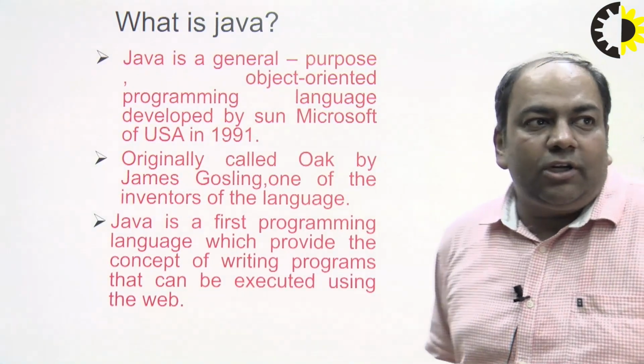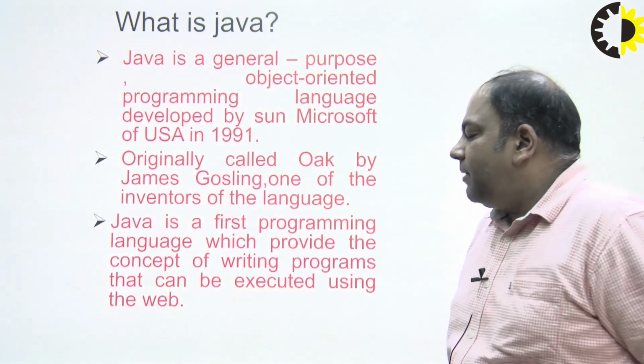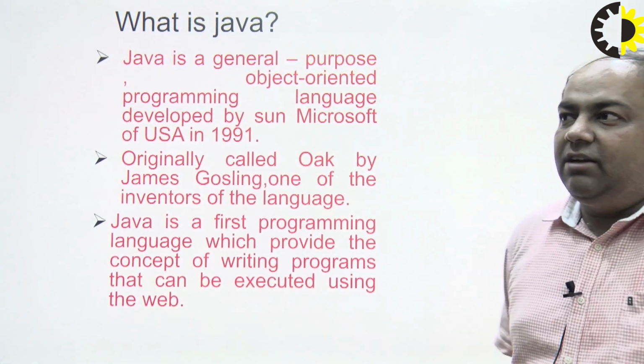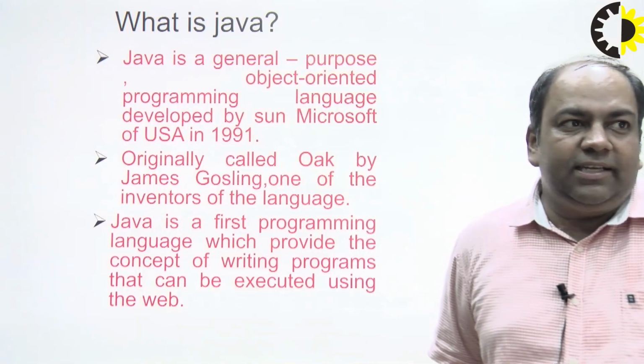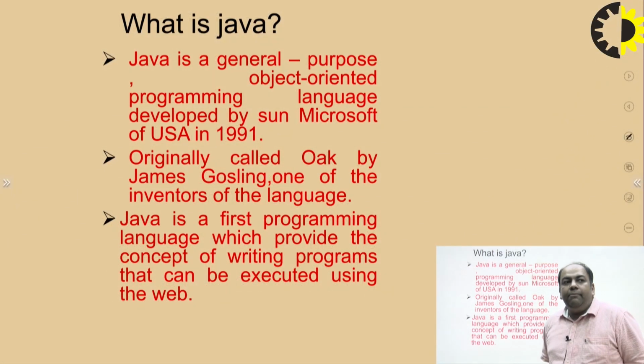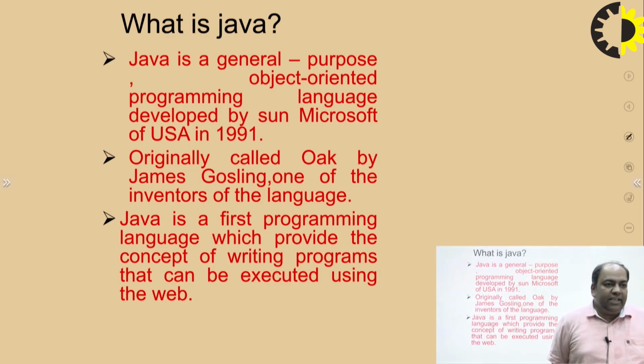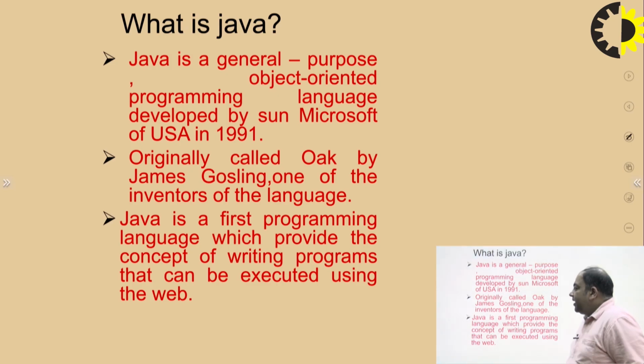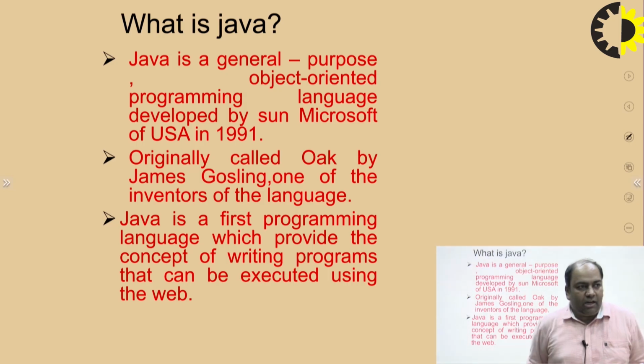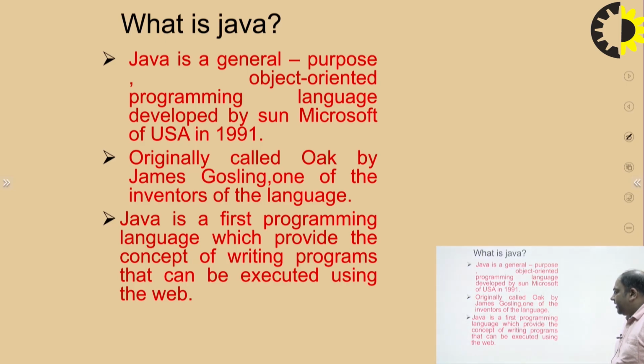So I will start with what is Java. Basically, Java is a general purpose object oriented programming language developed by Sun Microsystems of USA in 1991. Originally it was named Oak by James Gosling, but after some enhancement and feature additions, in 1996 it was popularly introduced as Java, and it provides the concept of writing programs executed by using OOPS from its initial phases.